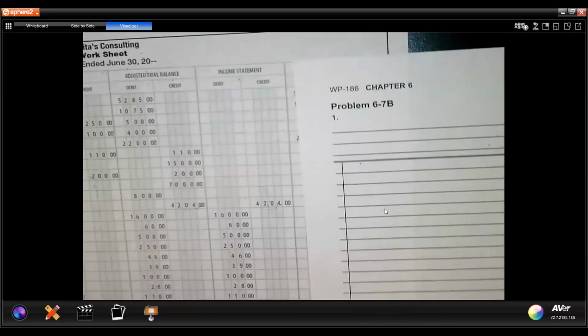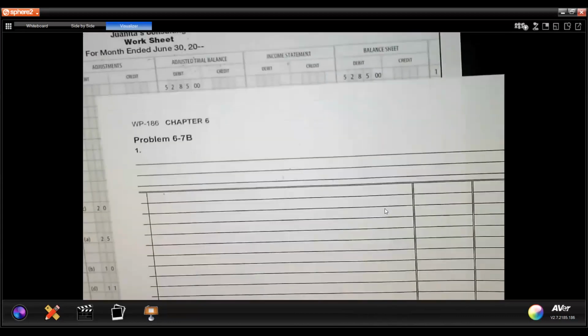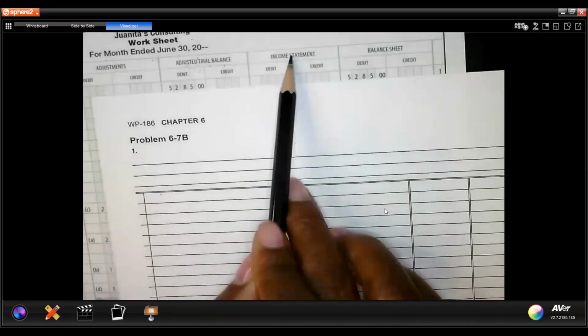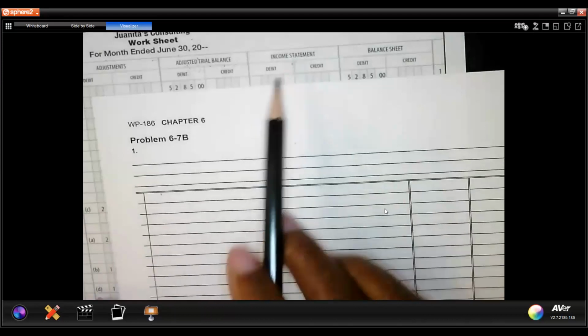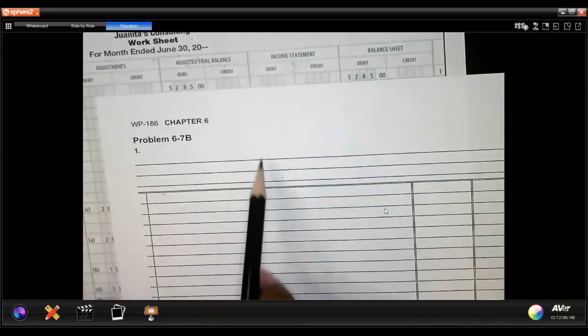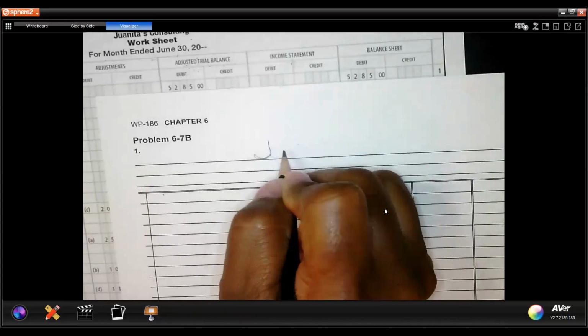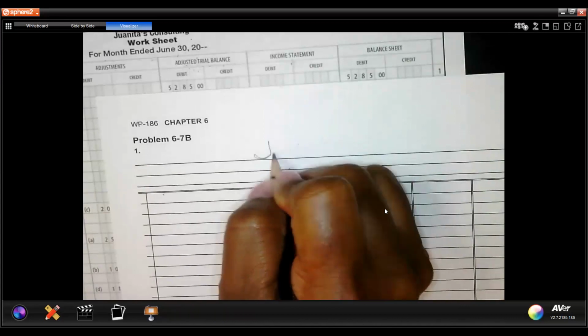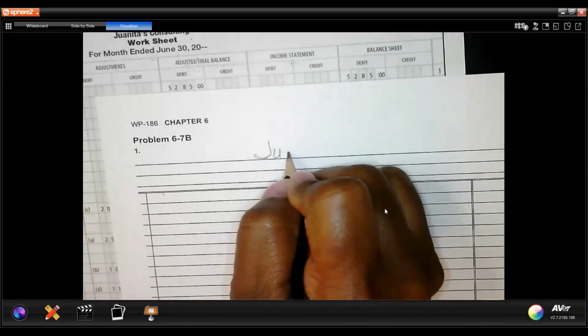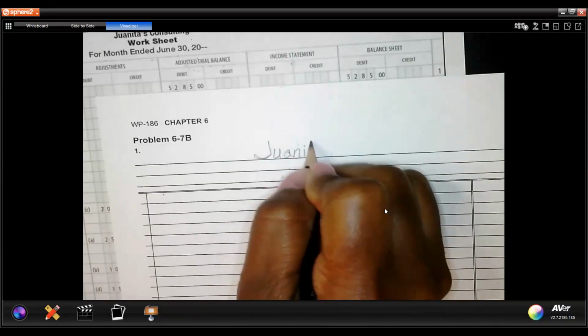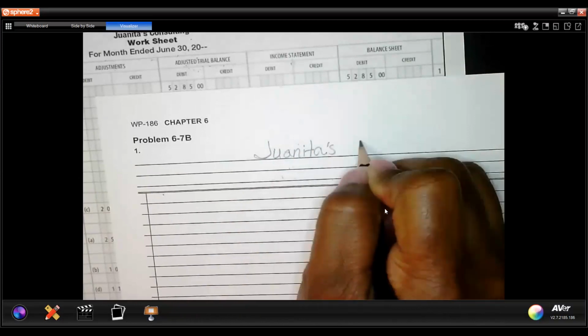So with that being said, let's pull in our blank income statement, and we're going to use our worksheet here. This is our income statement. We're going to use our worksheet and pull this information over into our final income statement for the period. So as we said earlier, we always include the company name, and this is what we're going to include. So it's going to be Juanita's Consulting.